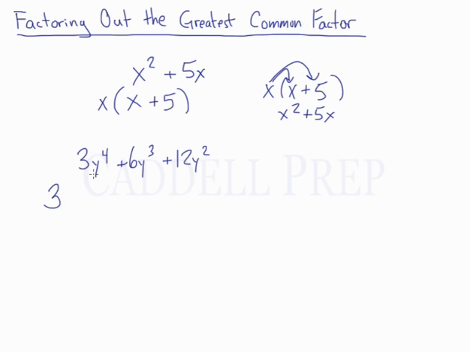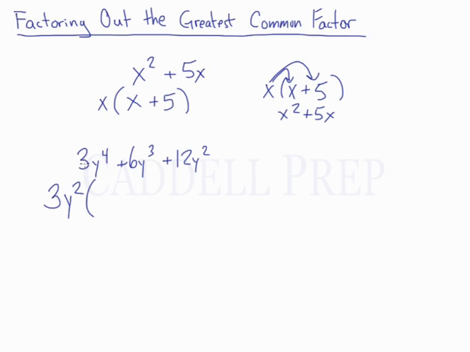Now for the variables. We have y to the 4th, y cubed, and y squared. Here's a little trick. The greatest common factor of the variables, in this case the y's, is going to be the term with the smallest exponent. So y squared goes into all of them. That's what we'll take out. So now we'll just divide each term by 3y squared.